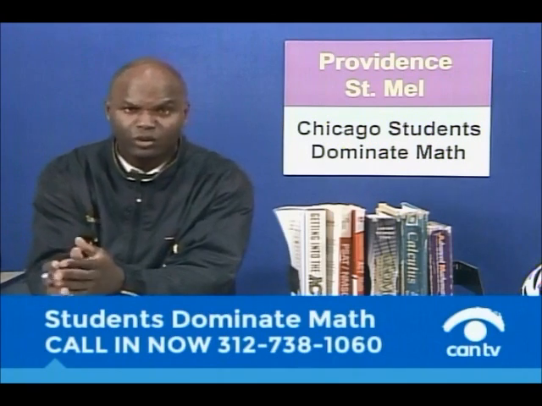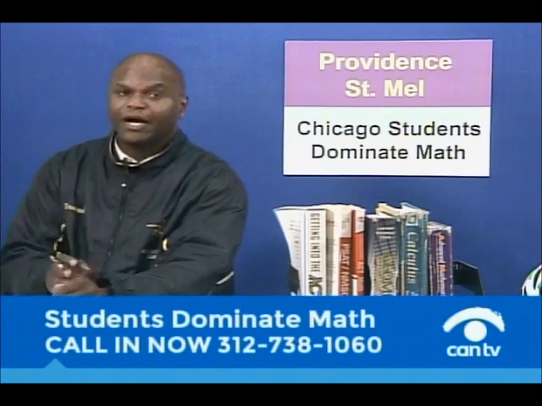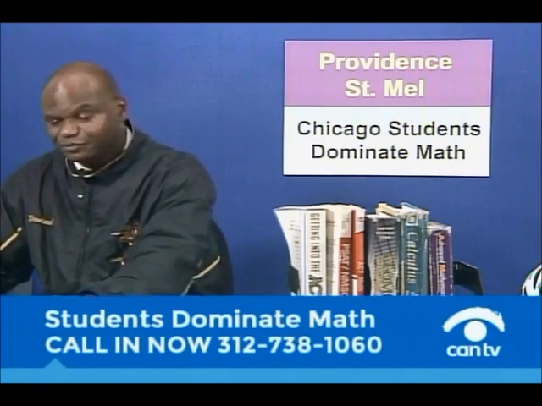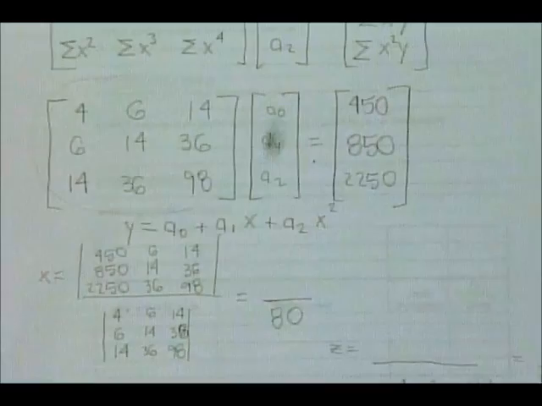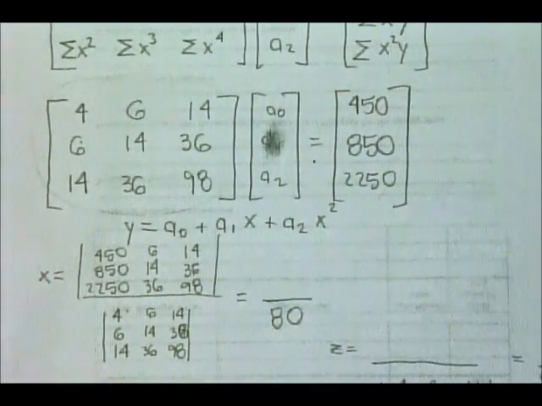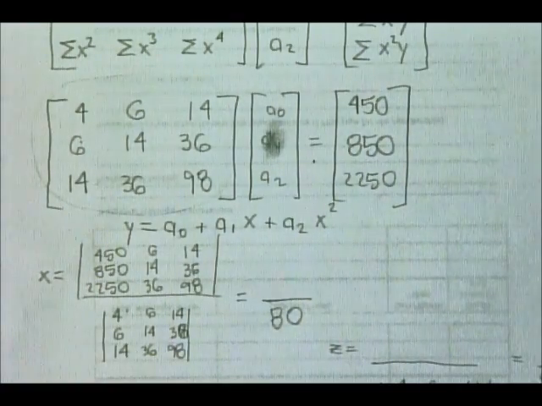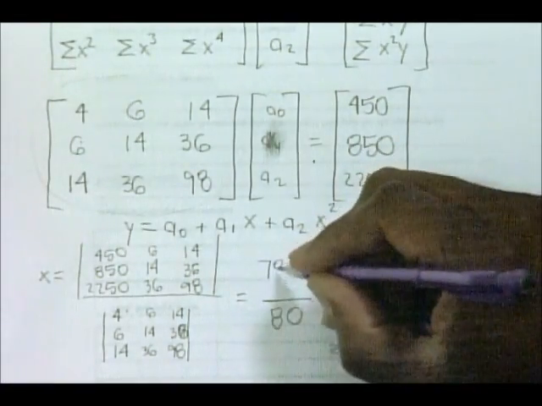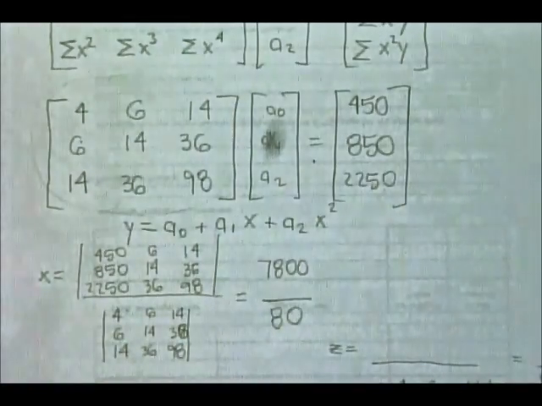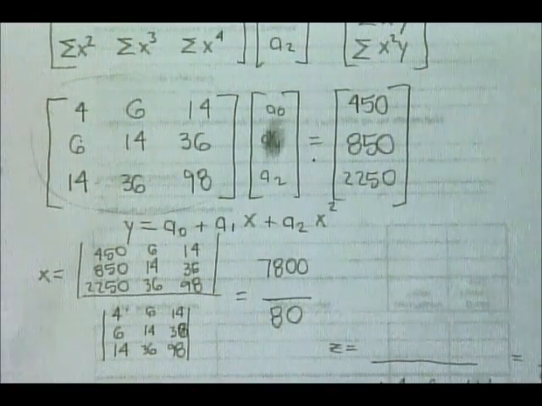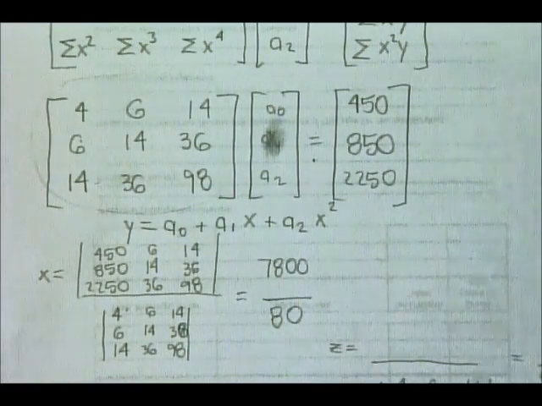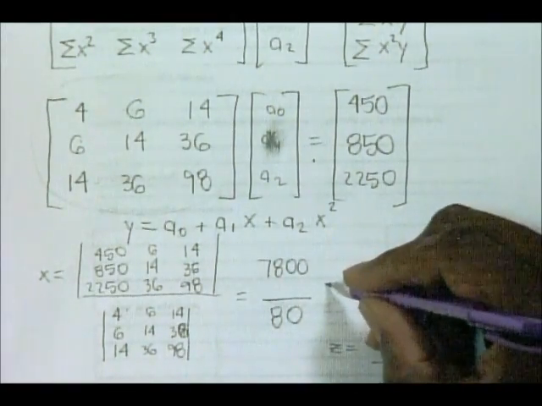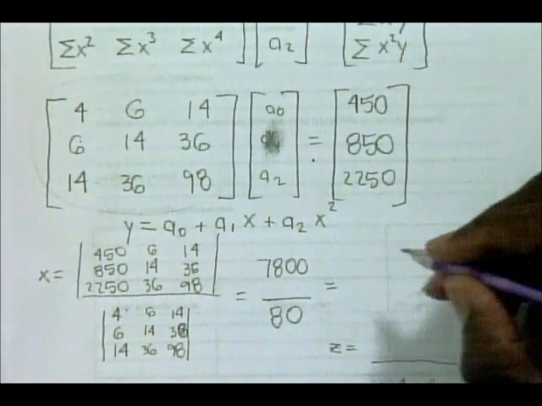But you go to my Dominate Math Mathematics channel, and you learn how to find the determinant of a 3x3 matrix. You take your time, and then you'll discover that if you take your time, you will get 7,800. All right? So now you divide that out, and what you'd end up with is 97.5.